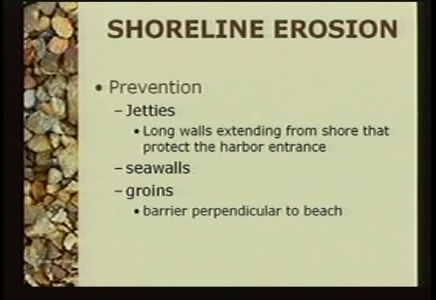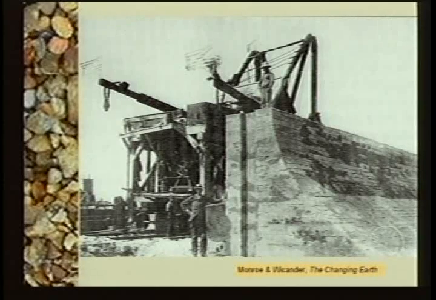For example, jetties. Jetties are long walls that extend from the shore that protect the harbor entrance, and they actually help to protect against further erosion between the jetty wall and the land away from the harbor entrance. Seawalls are a very expensive way to protect the shoreline, but they can be effective, and in some places they may be the perfect solution. Groins are barriers that are perpendicular to the beach, and we're going to see how those work in just a few slides.